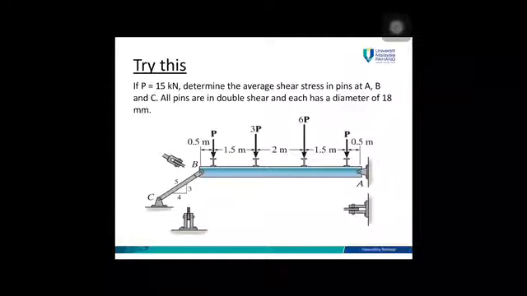Please try this example. If P is equal to 15 kN, determine the average shear stress in pin A, B and C. All pins are in double shear and each has a diameter of 18 millimeters. Ignore this color. Okay, please do this one. If you convert it into internal forces, FCB, then you can solve this one. AY, AX, then you can calculate.